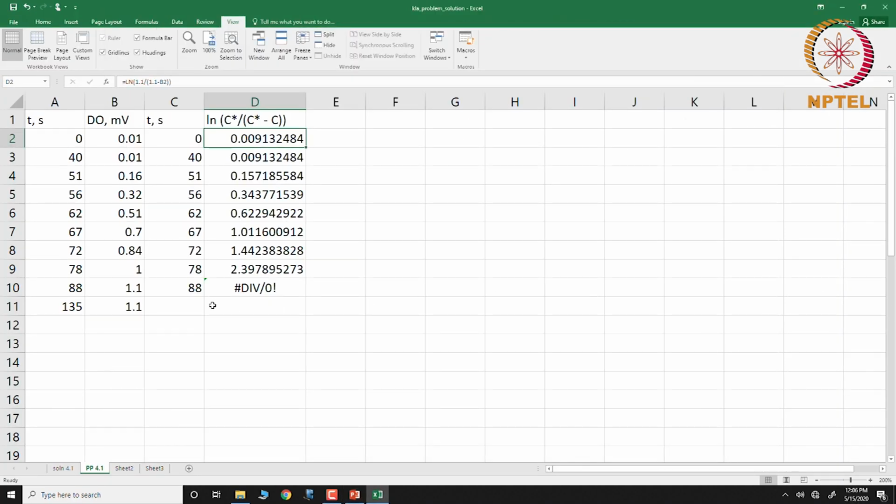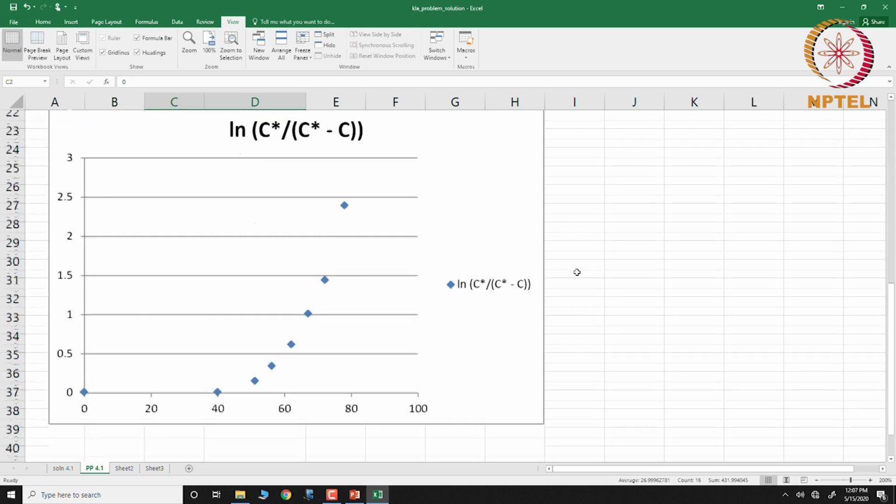So let's get back to this Excel. I've calculated ln of C star 1.1 divided by C star minus C. The C is given as various DO values here in millivolts. I'm using all millivolts, therefore the units are consistent here, and the variation is given here. And of course, this doesn't make any sense, therefore don't worry about that. So you can use this set of data, ln of C star divided by C star minus C versus time, to get KLa as a slope. So if you plot this, it is going to look something like this.